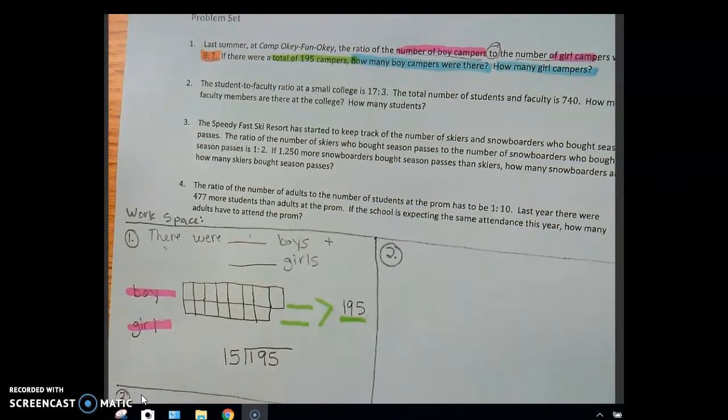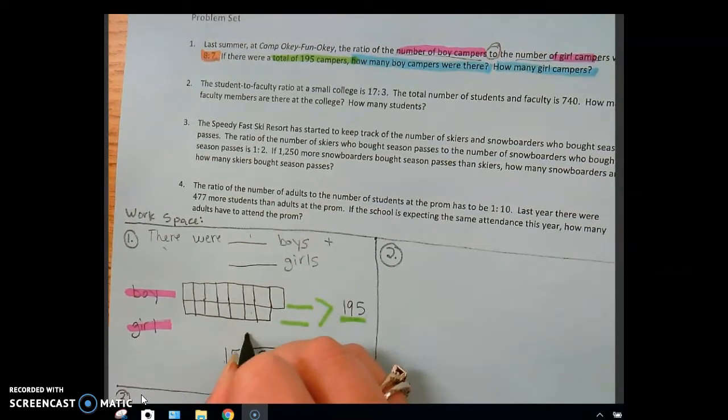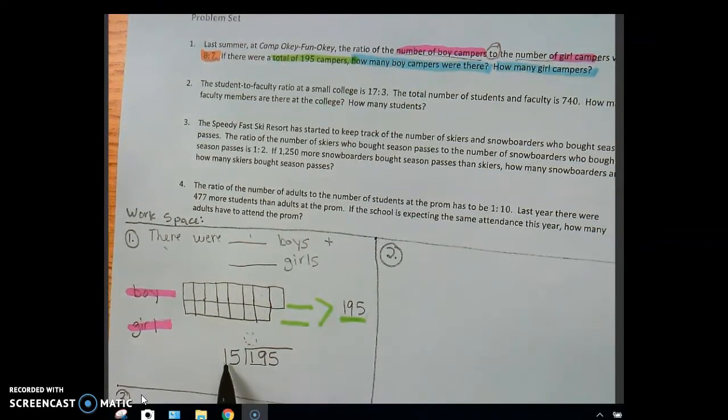So I'm going to do some long division down here. I know I can get 0 groups of 15 out of 1. So I go to 19. I can get 1 group of 15 out of 19. So I put that here, subtract. 9 minus 5 is 4.